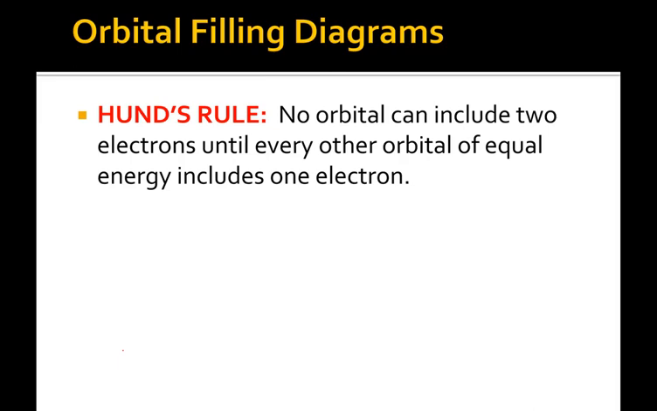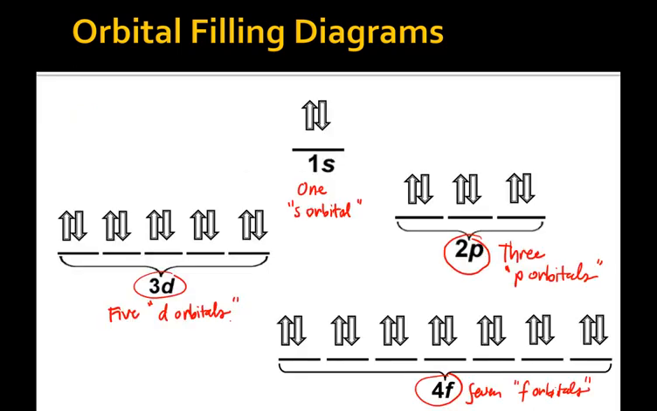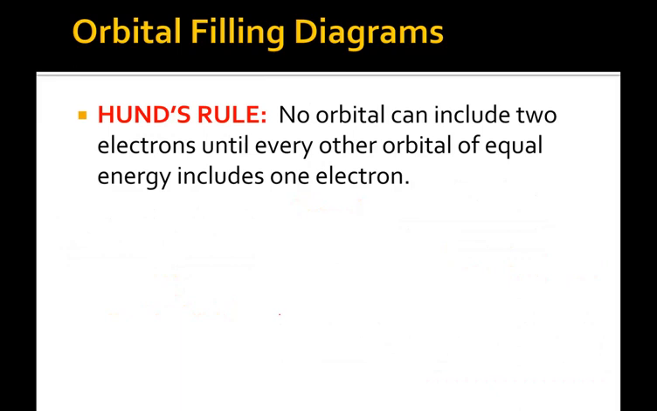Now, one of the things before we get into some examples that was mentioned before is that an orbital diagram allows us to see Hund's Rule being applied. An orbital diagram, or orbital filling diagram, follows Hund's Rule. And it's the first place that we see it. Hund's Rule says that no orbital, and that's one of those little spaces, right? Each of those little blanks is an orbital, not the set, but each of those little blanks. No orbital can include 2 electrons until every other orbital of equal energy includes 1 electron. So in other words, no one gets 2 until everybody gets 1.